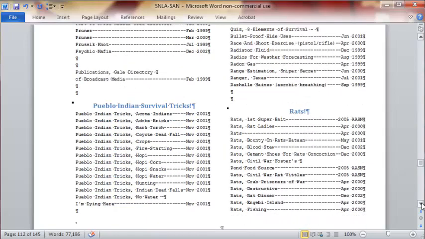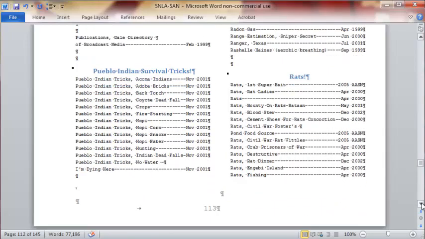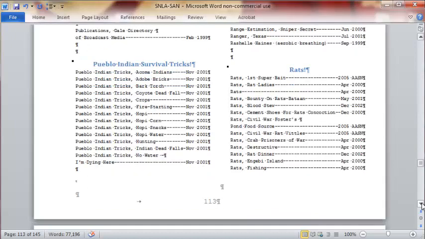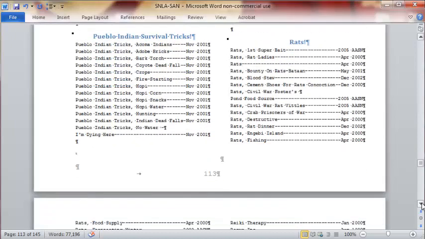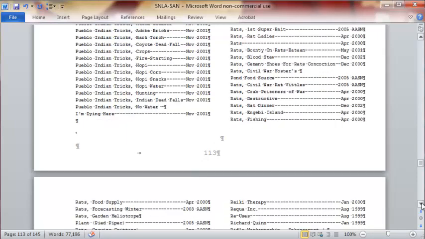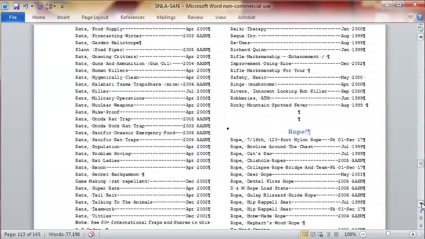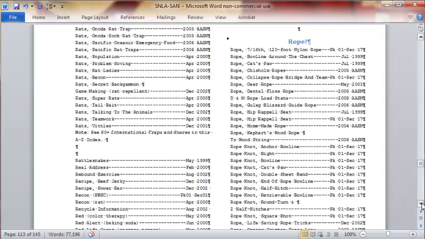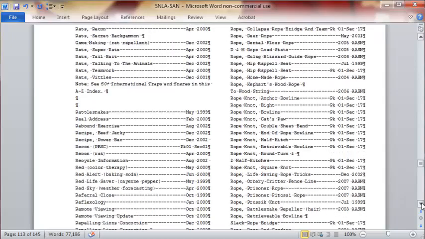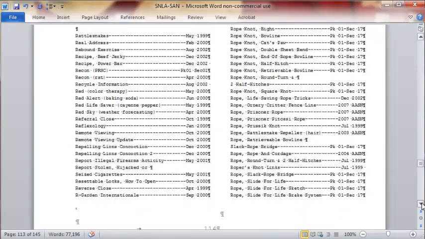Pueblo Indian survival tricks. Rats. I tell you what, I told you about critters. They're smart, and you'll really see some true stories on these rats, what they can do, or what they have done. Okay. Then you got ropes. Talk a lot about ropes, rope knots, and how to make bridges and stuff like that. Rappelling.